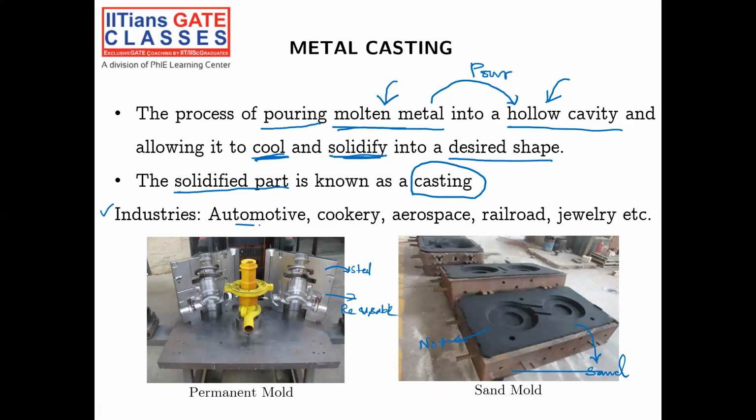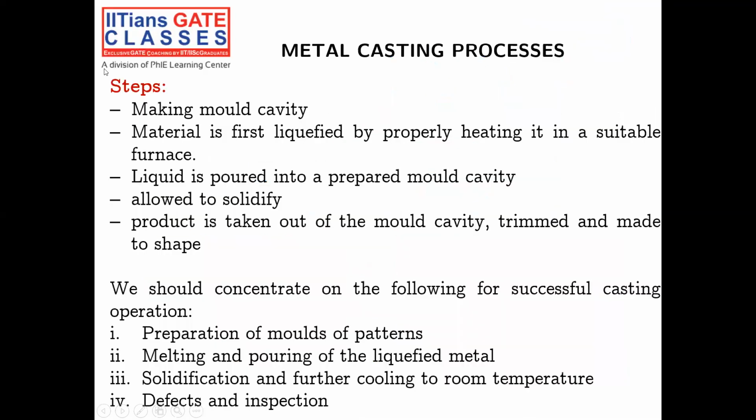So what are the industries that are concentrating on this metal casting procedures? Those are automotive industries, cookery, cooking items, aerospace industries, railroad, jewelry, etc. So if you go to a manufacturing plant, I think you might have visited, you can see a section called foundry section. So this is the place where this casting procedures are conducted.